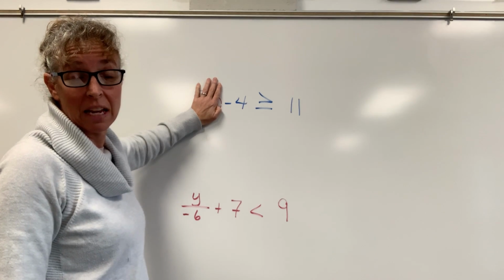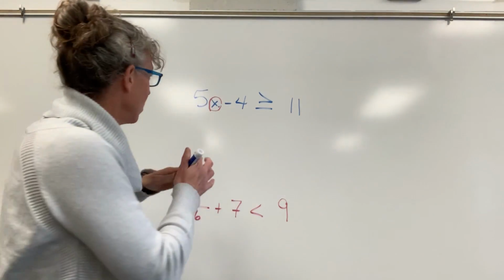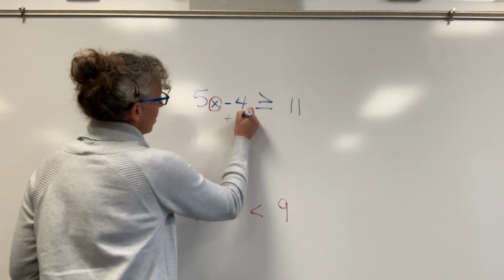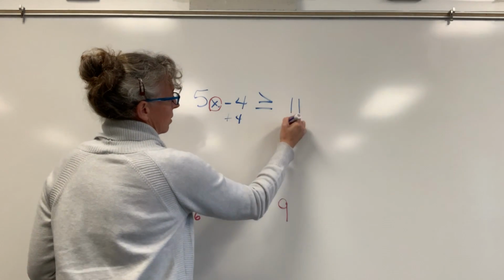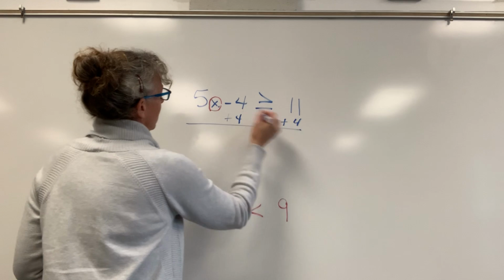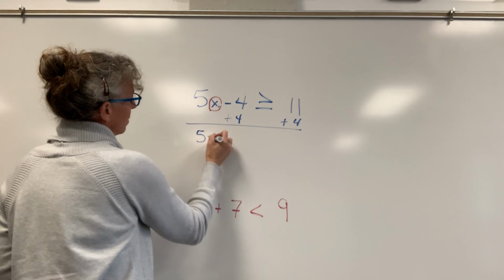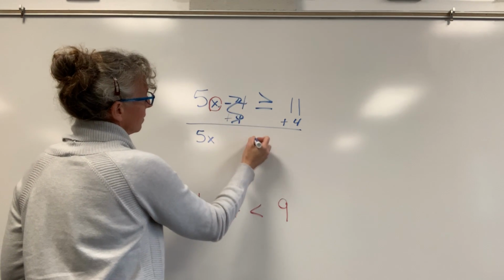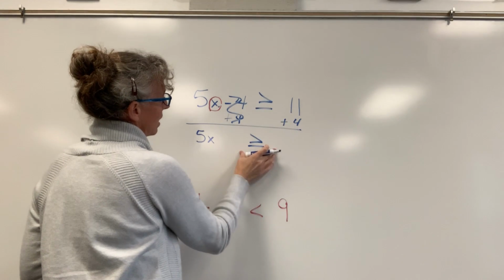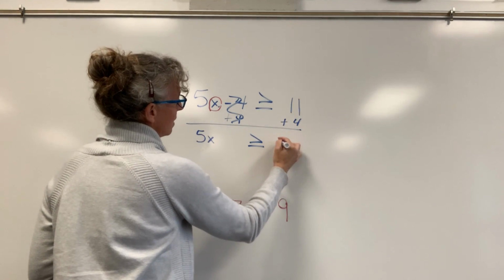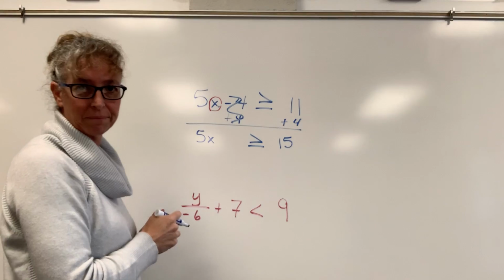So the opposite of -4 is +4. So we're going to add our 4. Okay, so this drops down. These would go away. We bring our sign down. 11 plus 4 is 15.